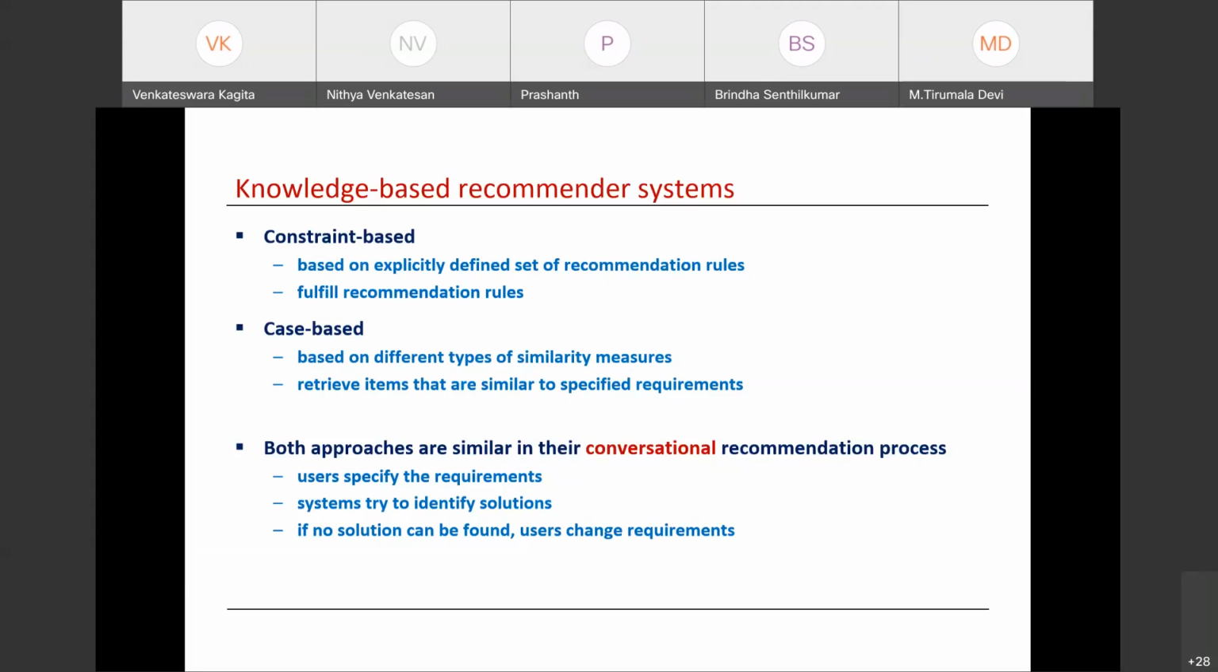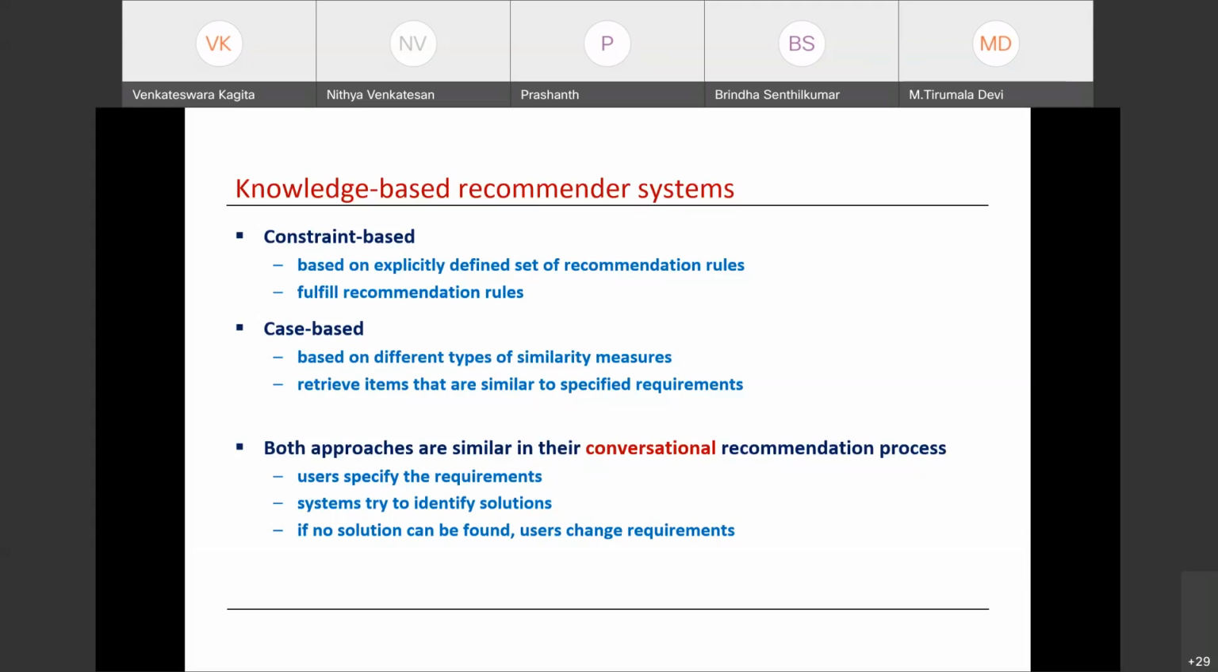Case-based works based on different types of similarity measures. There may not be any car that exactly suits the user requirement, but there may be a similar car. There may not be a car within less than 10 lakh with that specification, but there may be an 11 lakh car. There may not be a black car, but a close color may be there. So it measures some similarity between the constraints or requirements specified by the user and the actual values or attributes of the object.